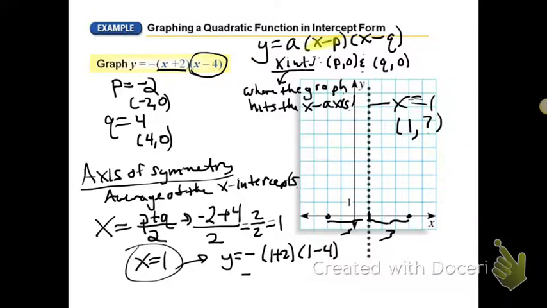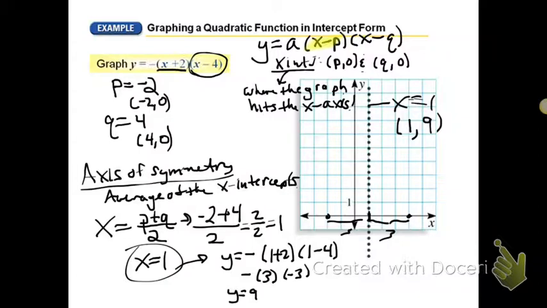That's going to be negative 1 times 3, which is 1 plus 2 is 3, 1 minus 4 is negative 3, and if I multiply all that good stuff, I think I'm going to get y equals 9. Now I know my y coordinate. Let me erase this question mark. I now can plug in there, hey, I know it's at 1, 9.